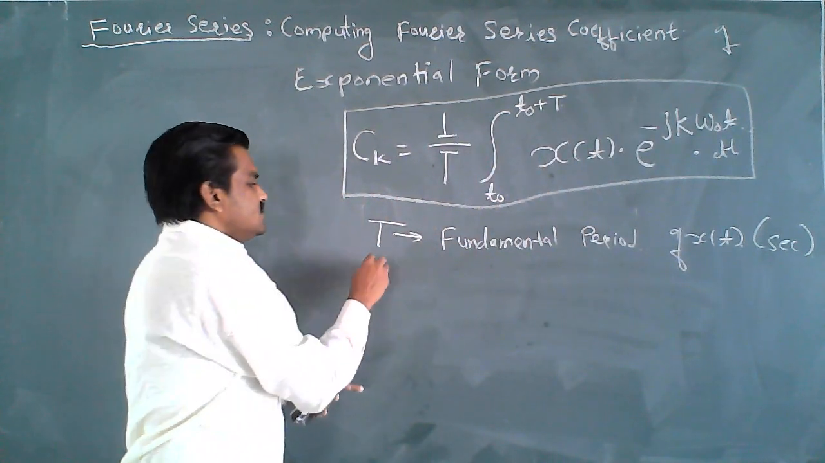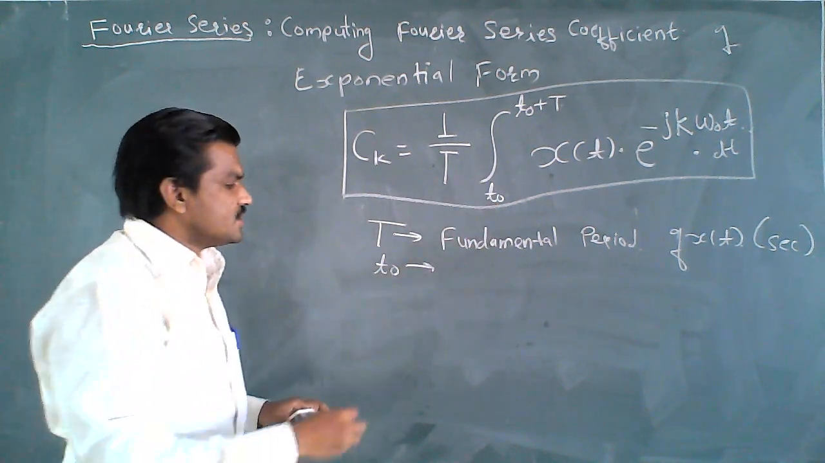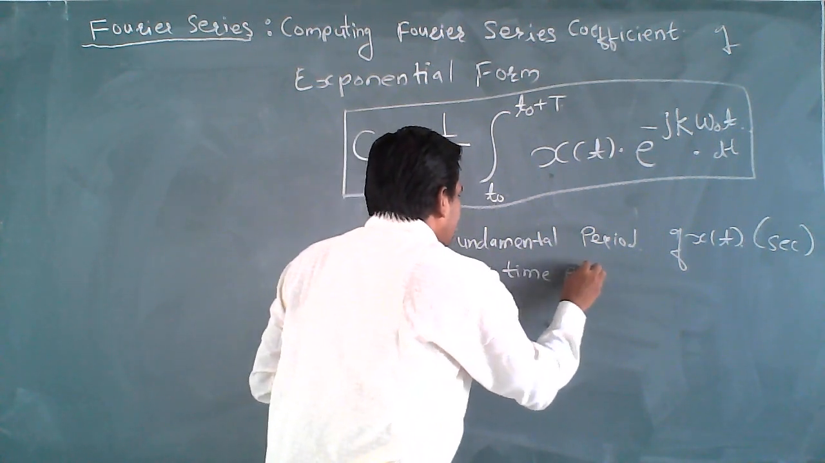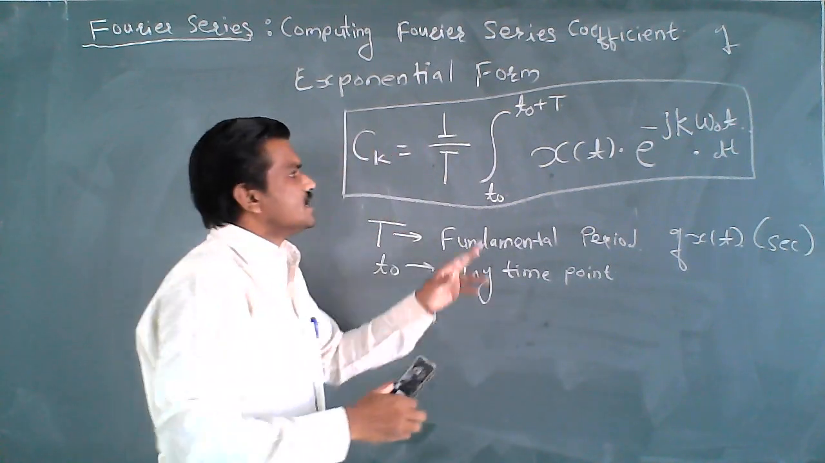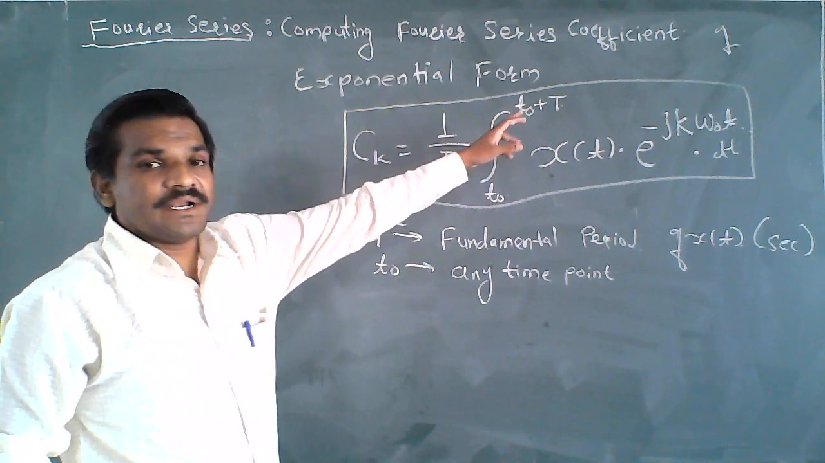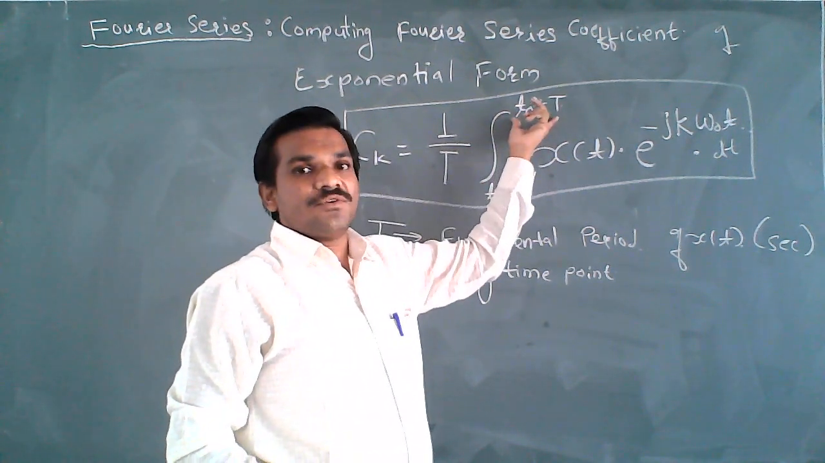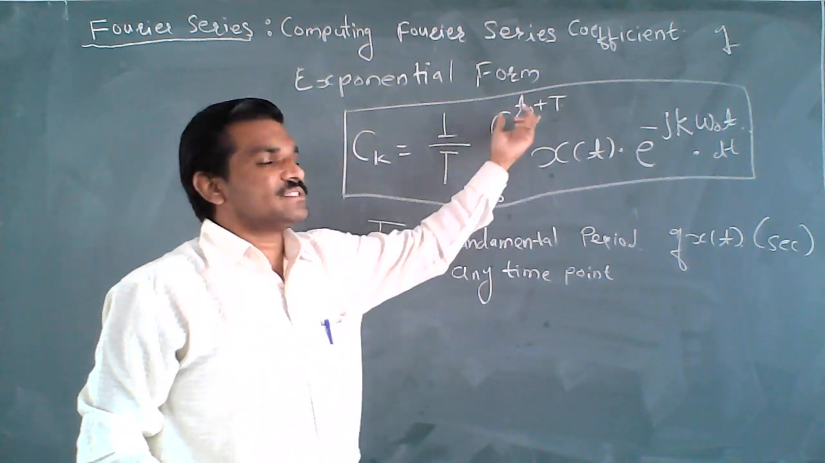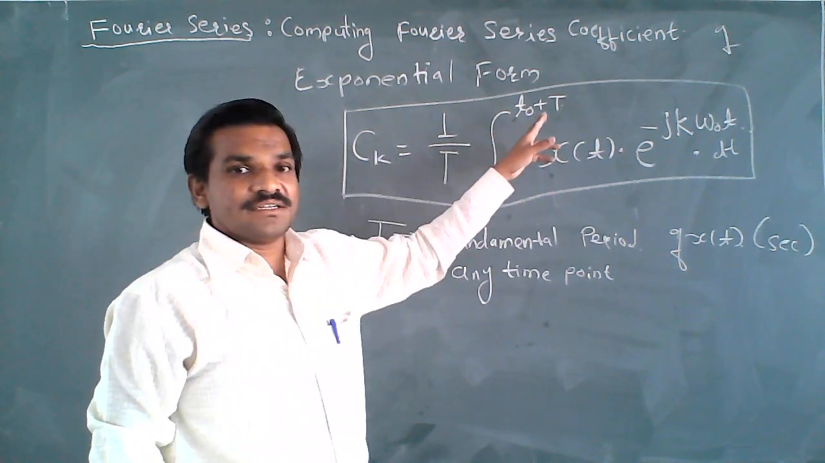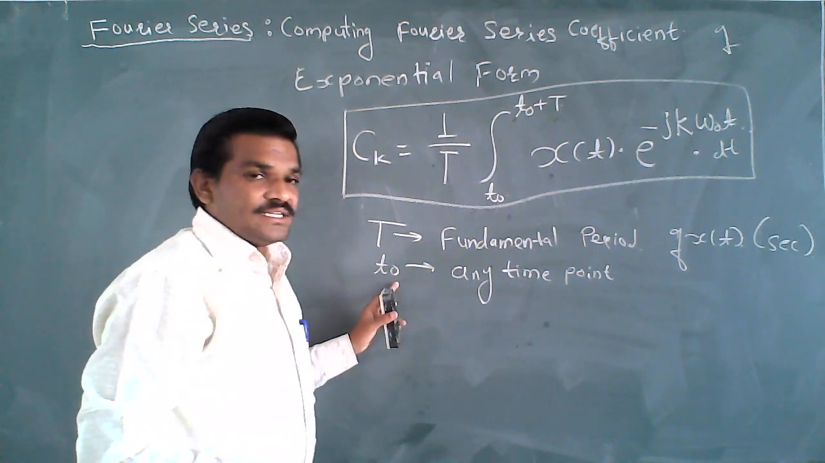Now the next one is small t0. So what is small t0? Small t0 is any time point. As I told you, this integration is over any complete period, complete period means complete T. If it starts from t0, it should end at t0 plus T. If it starts with 1, then 1 plus T should be there. So t0 can be any time point, and it should integrate over any complete period.